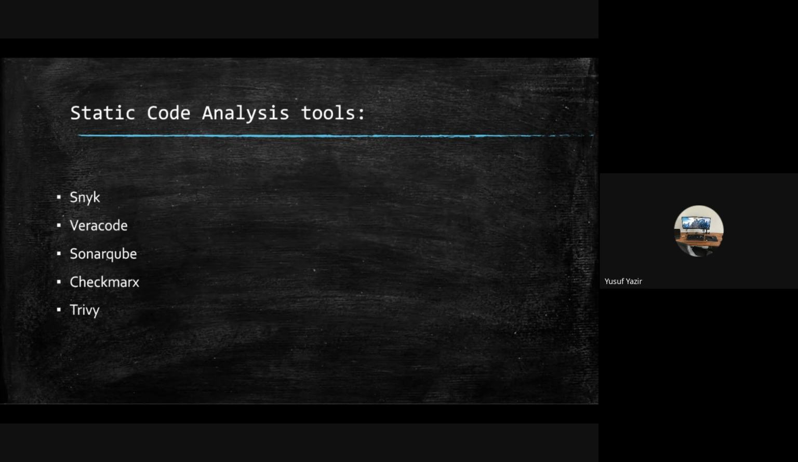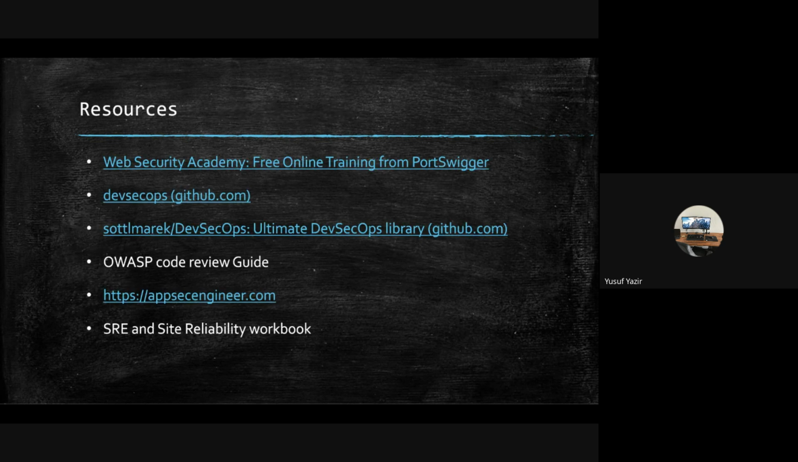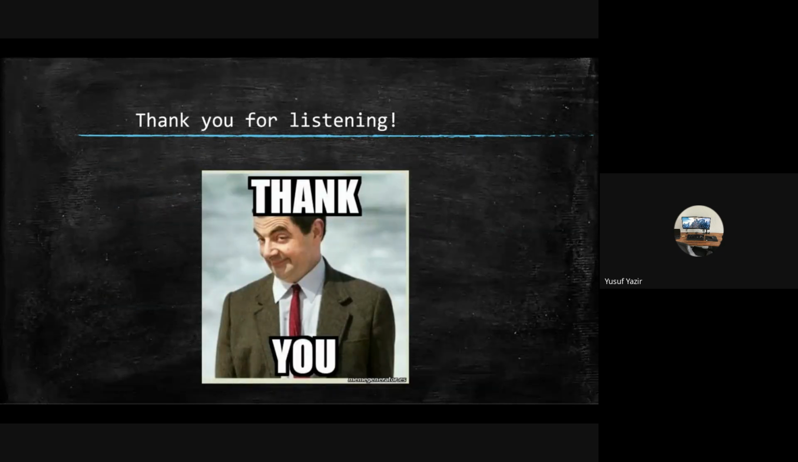Static code analysis tools: we have Snyk, Veracode, SonarQube, Checkmarx, and Trivy. Here are some resources where you can practice offline, or books where you can gain one or two things about DevSecOps or security as a whole. And finally, thank you all for listening. I really hope you all have a good afternoon.